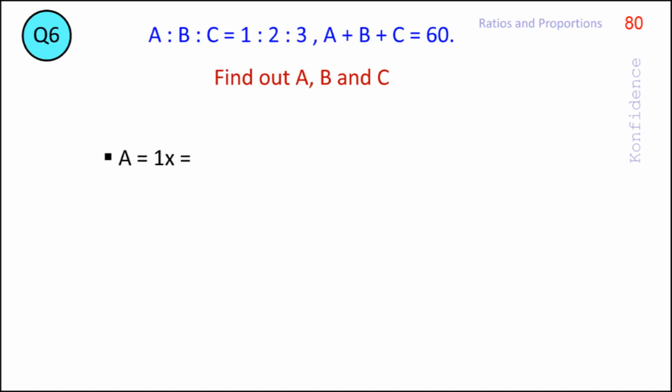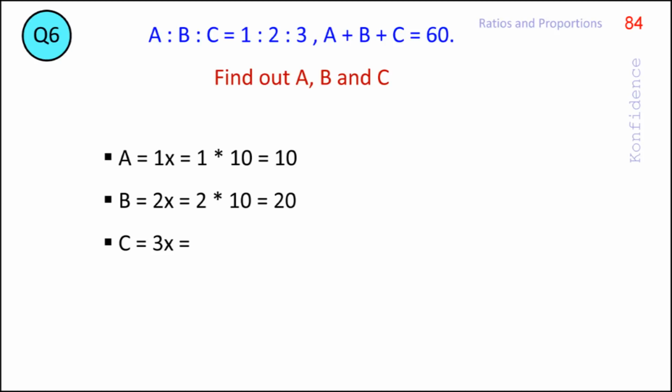Therefore, A is 1x, that is equal to 10. B equals 2x, that is 20. And C equals 3x, that is equal to 30.